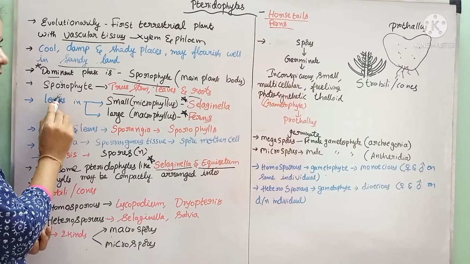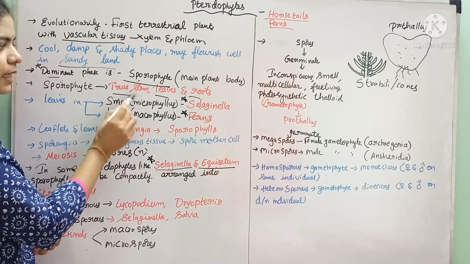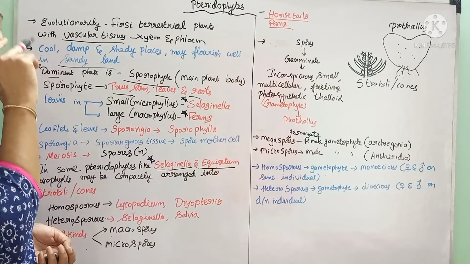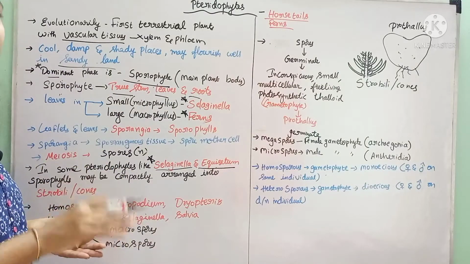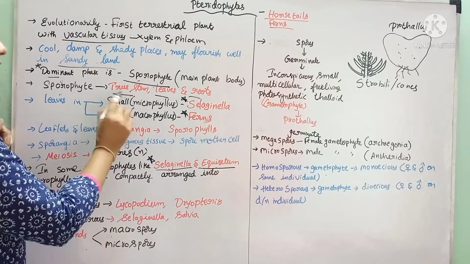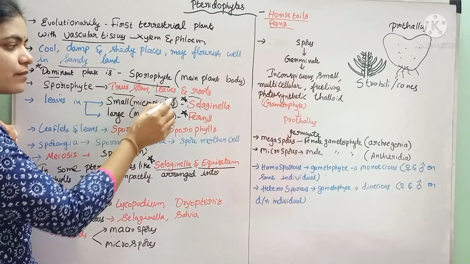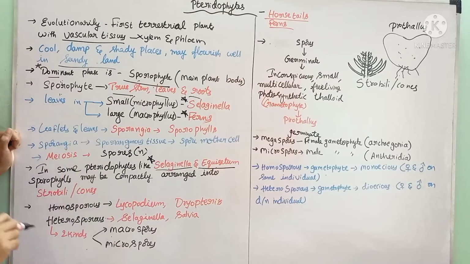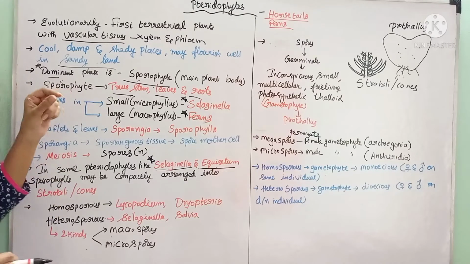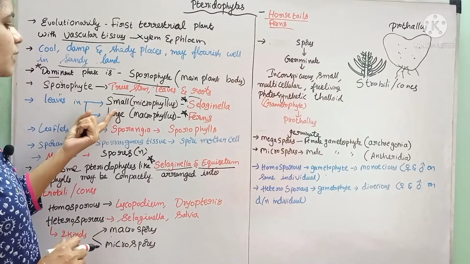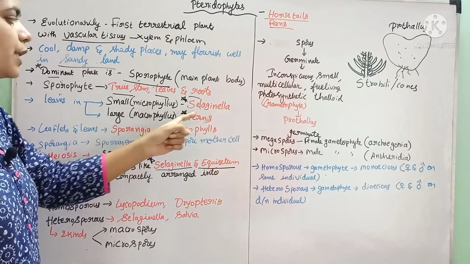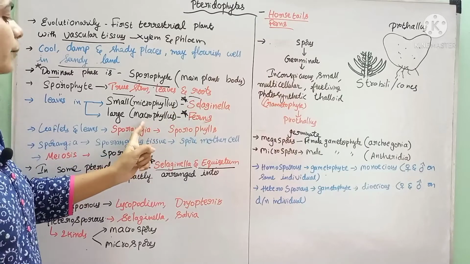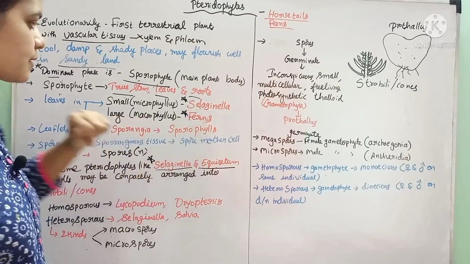In the sporophyte, the body consists of true stems, leaves and roots. In bryophytes, what we have studied, in the gametophyte there are leaf-like, stem-like, root-like structures, but here true stems, leaves and roots are present in the sporophyte condition. And the leaves are of two types. Some have smaller leaves, some have larger leaves. The smaller leaves are called microphylls and the larger leaves are called macrophylls. The microphyll condition is seen in Selaginella and the macrophyll condition is seen in the fern plants.